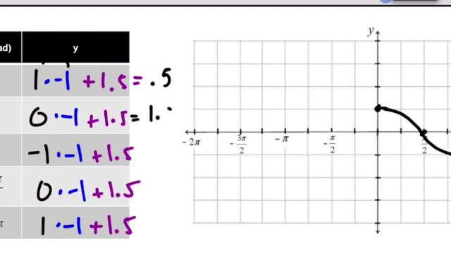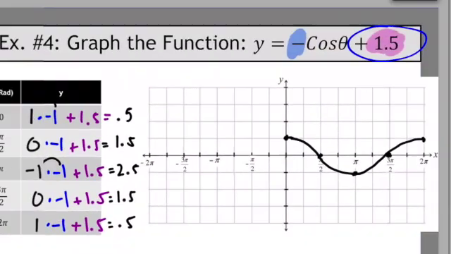This one's just going to be 1.5. This becomes 1. 1 plus 1.5 is 2.5. 0 plus 1.5 is 1.5. And then -1 plus 1.5 is 0.5. Okay. Looks good, right? We start at the same place that we end. Wherever it's 0 stays at 1.5, which is perfect. That's the midline.